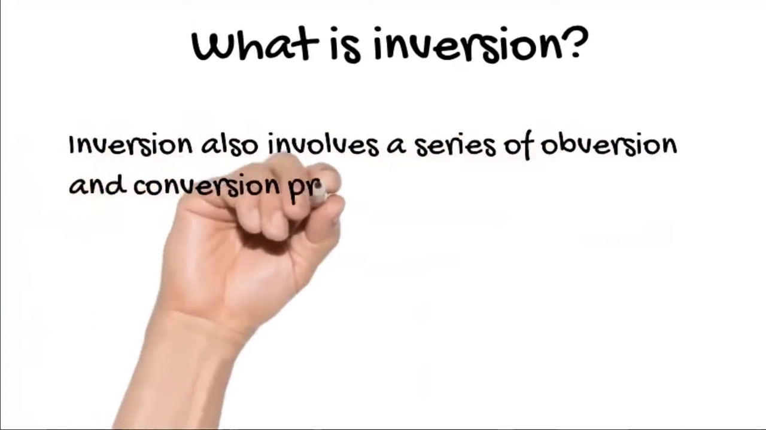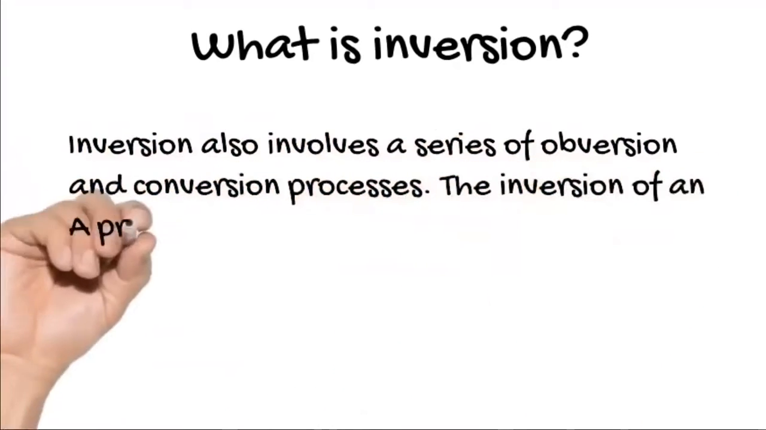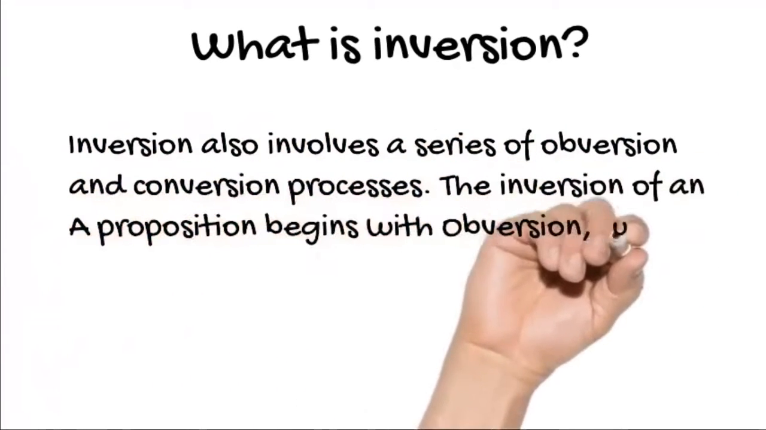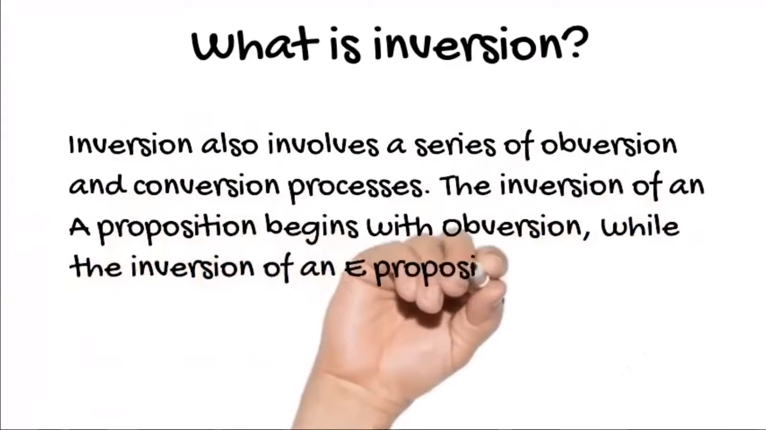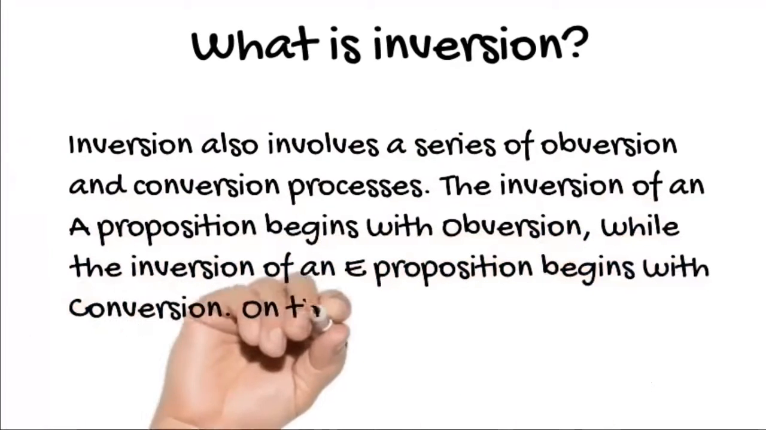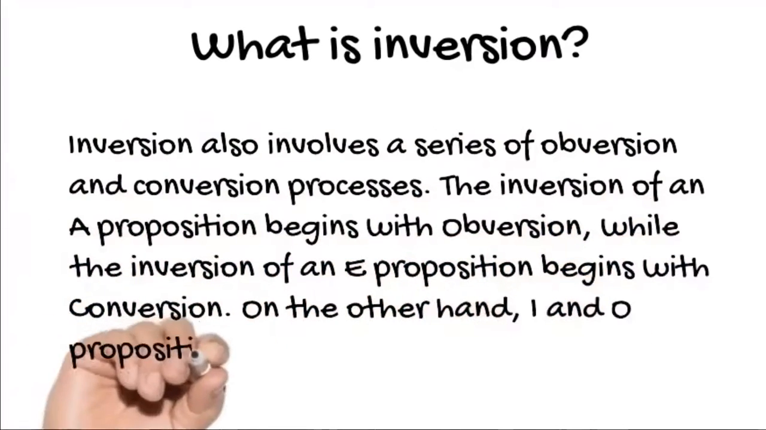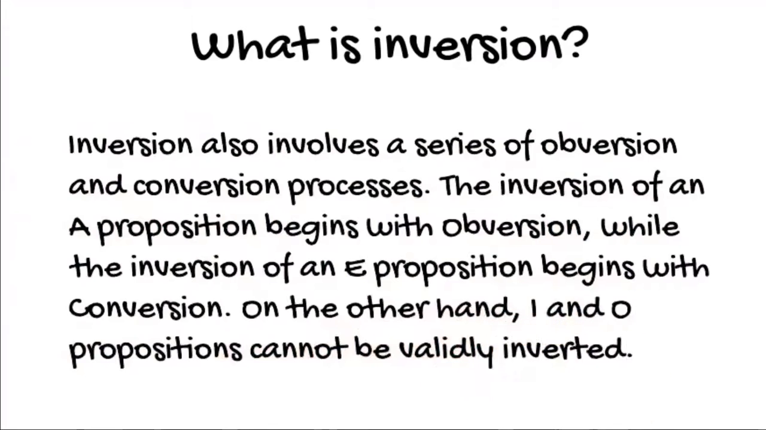Inversion also involves a series of obversion and conversion processes. The inversion of an A proposition begins with conversion, while the inversion of an E proposition begins with obversion. On the other hand, I and O propositions cannot be validly inverted.